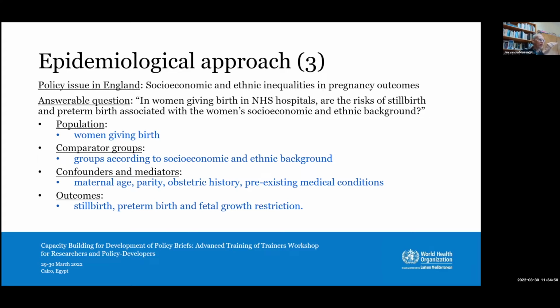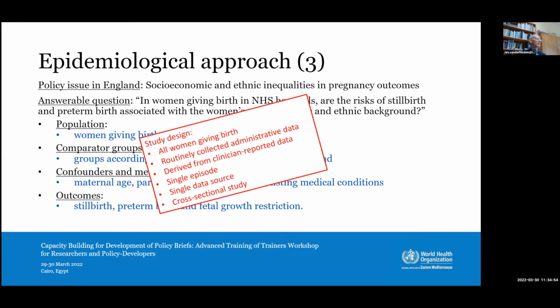And it is important to think about that, as I explained to you, because you then need to think about your study design in a way that you can expect that the data that you have can define all the necessary components: the population, the comparator groups, the confounders and the mediators, and the outcome.